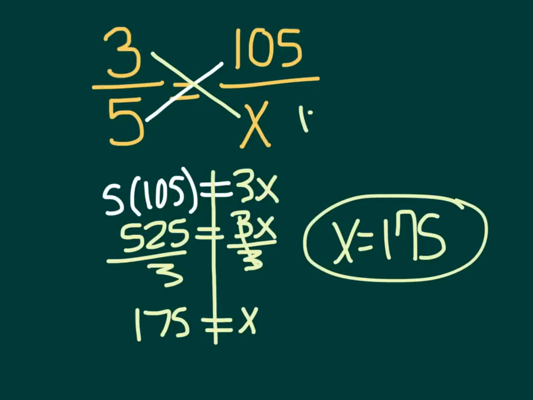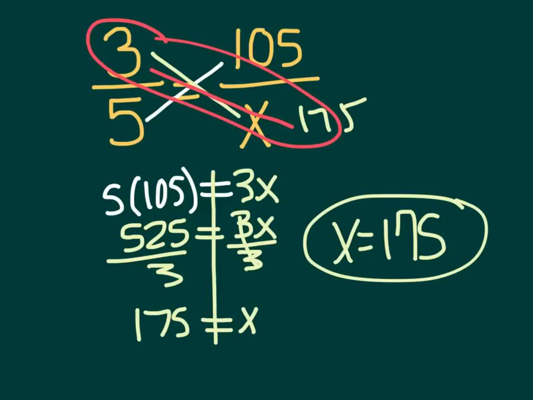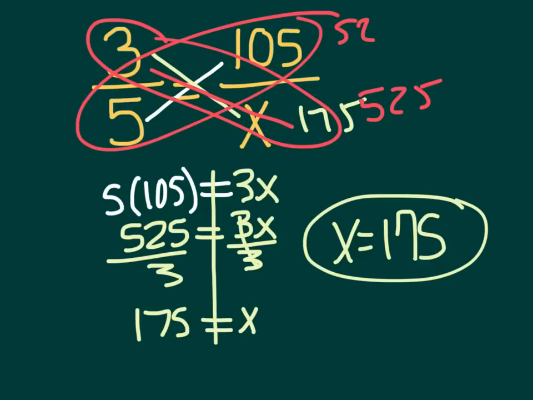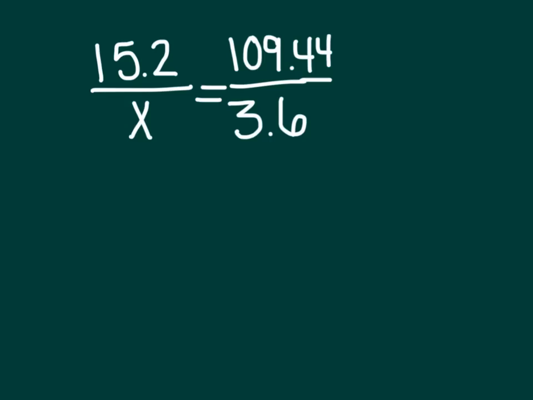175. And if you wanted to check that, guys, you can multiply 3 times 175, and you get 525. And then multiply 5 times 105, and you'll also get 525. You don't need to do that step, but it is a way that you can check if your answer is correct. Let's try one with decimals.